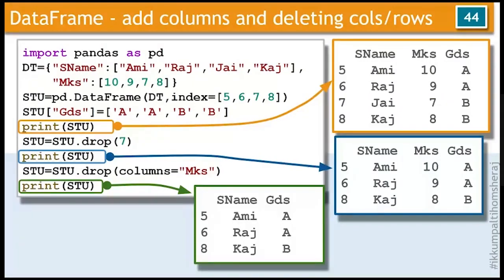Okay. For adding, there is no issue. You just have to find out if some column is not existing, and make sure you add that column with the help of the syntax. You specify the data frame name, square bracket, write the new column heading, and then write the number of values same as the number of values already present in each column of the data frame.